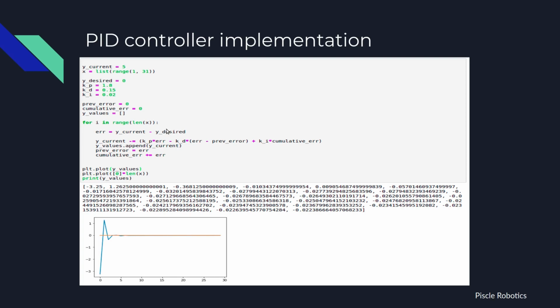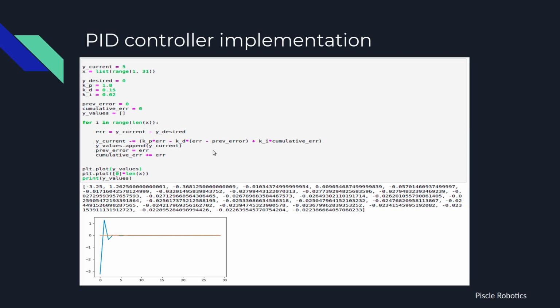We are going to iterate through the values of x and calculate the error. The error is simple: y current minus y desired, as has been discussed before. Then, to change the value of y current, we use kp into error, ki into cumulative error, which has also been discussed before, and we look at how we are going to play with the d term, that's the derivative term.